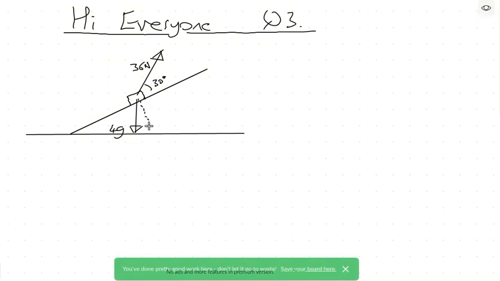And we also know with the weight that this angle here, which is 30 degrees, is always going to be exactly the same as this one, which is also 30 degrees, yeah? Okay, great, so we've got the weight on there.